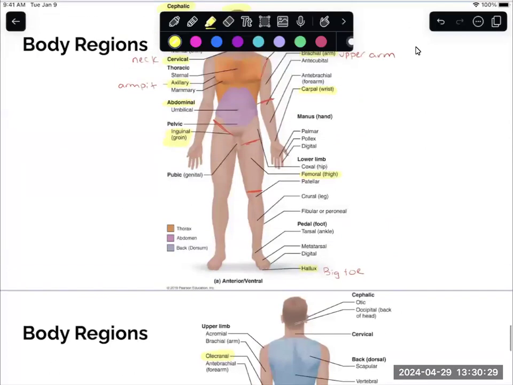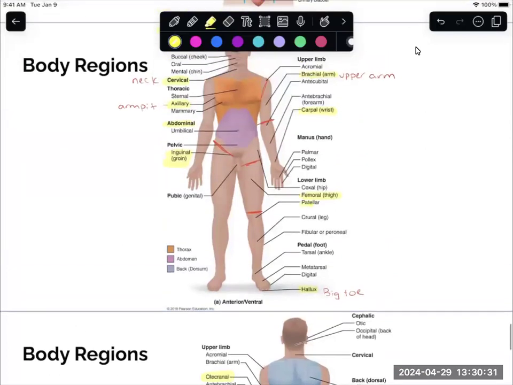Patellar is that knee, because your kneecap is known as the patella. That specific bone is called the patella. So that's where that comes from. Pollex is your thumb.